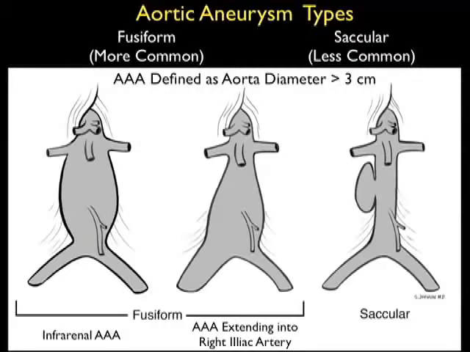Notice the picture towards the middle. Some of these fusiform aneurysms can extend from the abdominal aorta all the way down into the iliac artery. Now, the less common type of abdominal aortic aneurysm, known as saccular, is shown in the picture to the far right, where you have a localized outpouching of the abdominal wall.